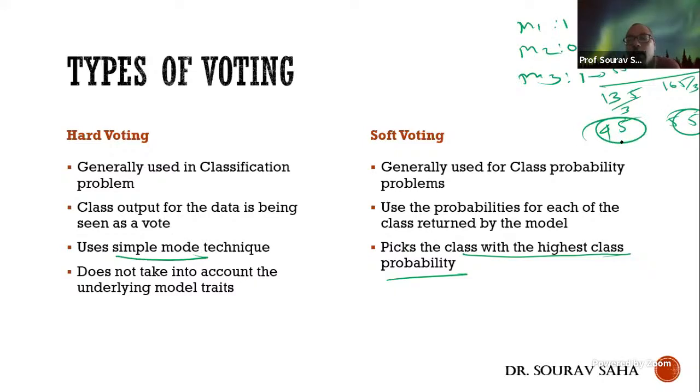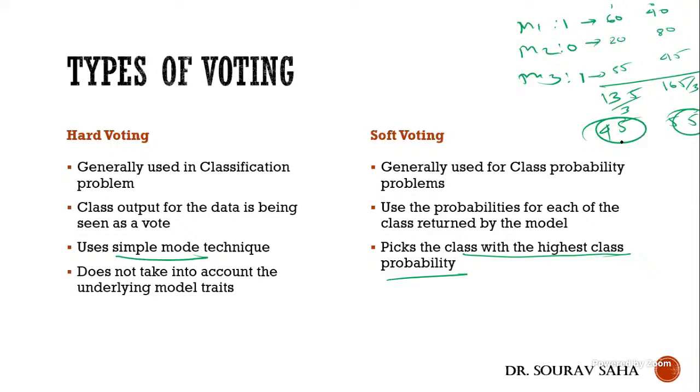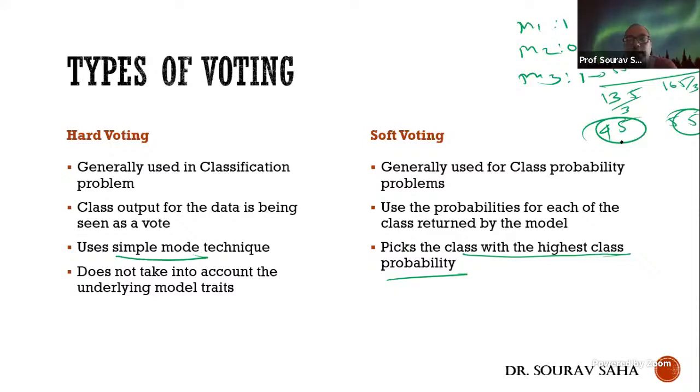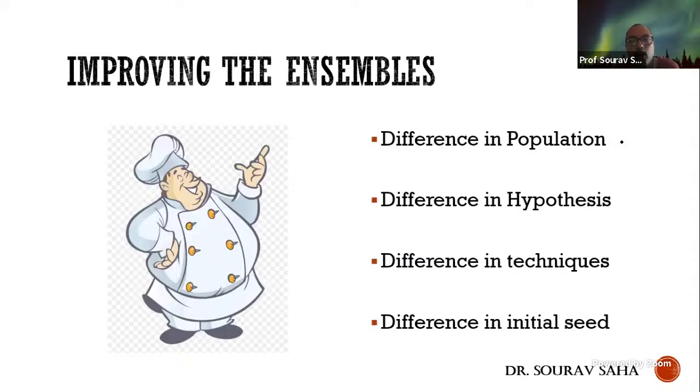If I look into the soft voting aspects, I probably can't go for model 1 this time. I probably will have to go for model 2, because the average probability for model 2 is much higher compared to model 1. Have you got the idea? Yes, sir. Wonderful. So this was hard voting and soft voting.